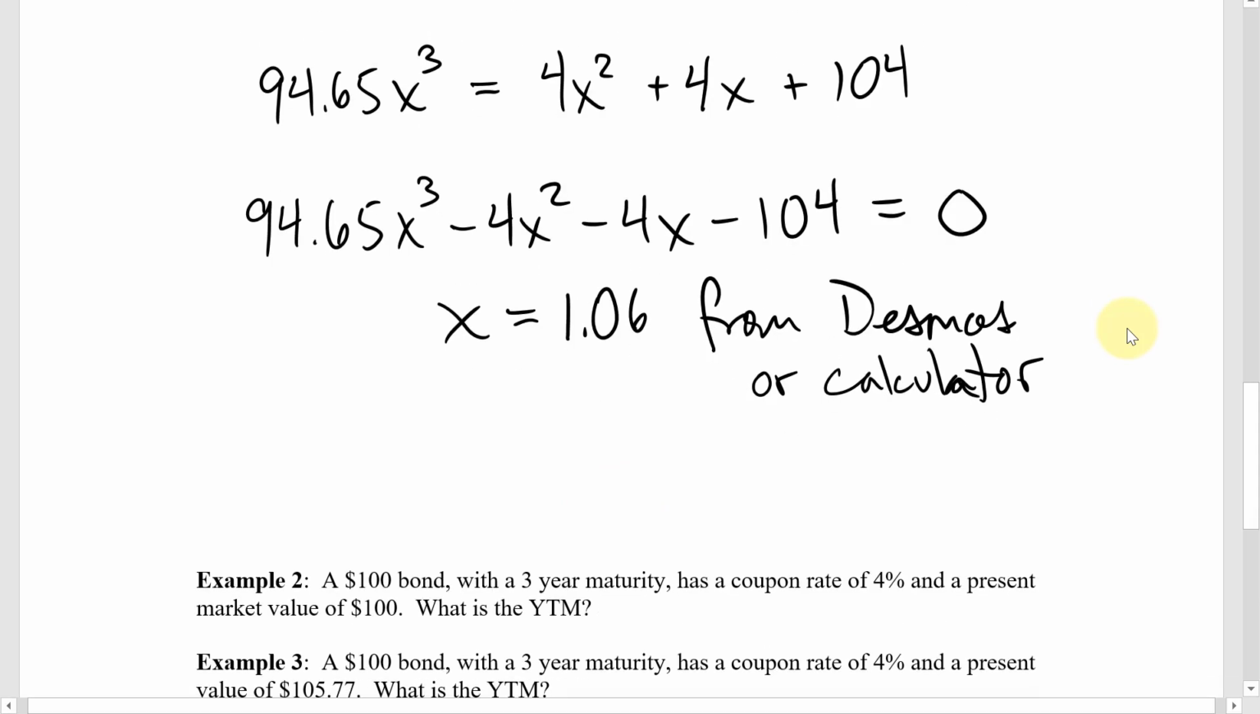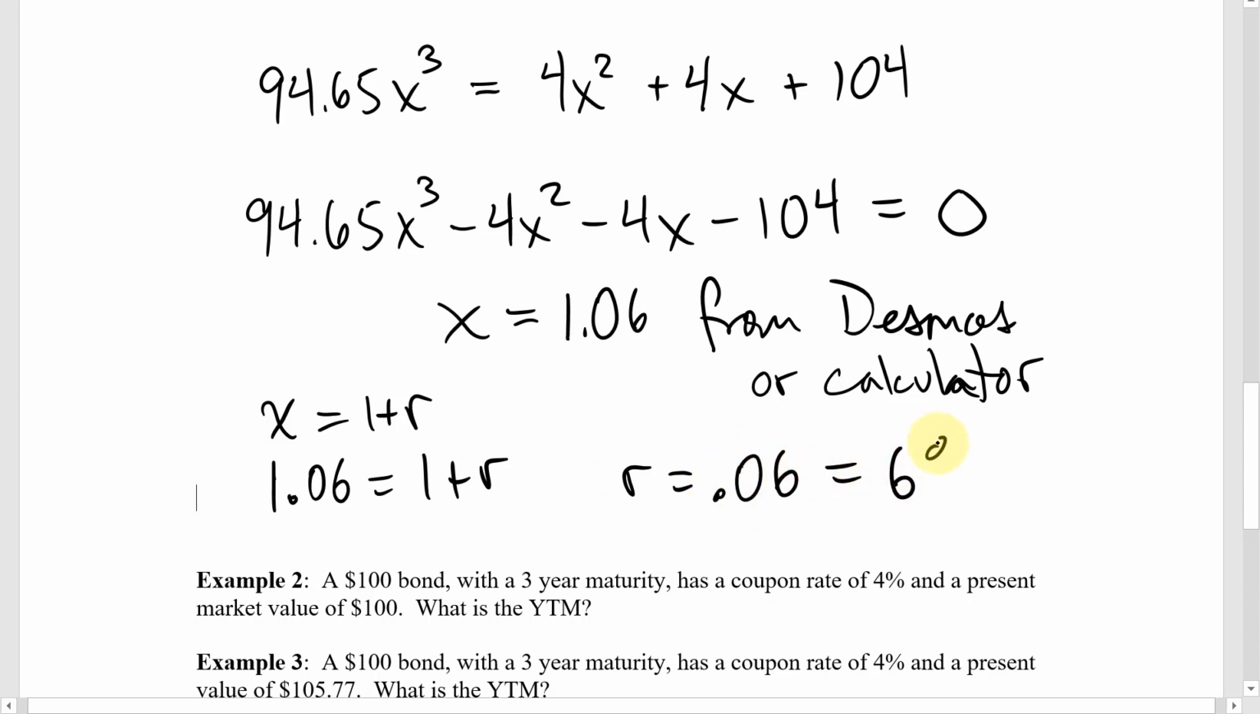All right, and then since the solution was 1.06, and I know that x was 1 plus r, so 1.06 is 1 plus r. That means the actual yield to maturity is 0.066%. That's the answer. Remember that if you put this in terms of x to get the polynomial easier to type in, then the actual solution for x is the yield to maturity plus 1. So just take off 1 and you've got the answer.